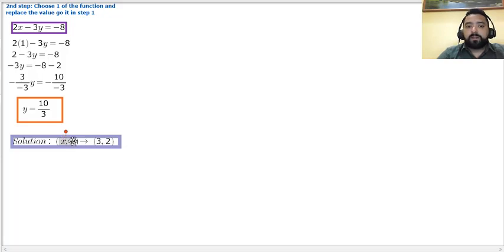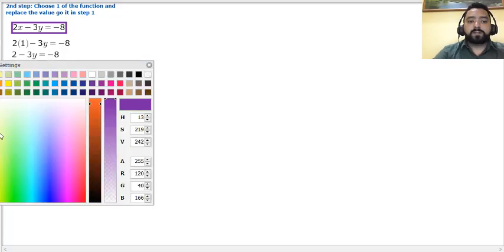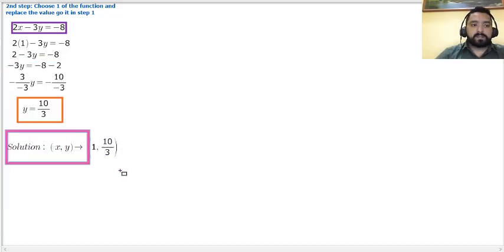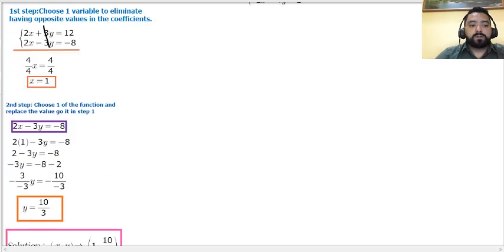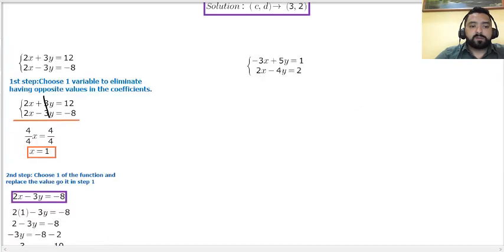And this is the solution for this system. In this case we are going to write x and y because we have the variables x and y, and the value for x, remember, it's 1, and the value for y is 10 over 3. And this is the solution for this system. It's important to write the solution because with the solution you're going to identify what is the value for the system. Okay, so this is the value.